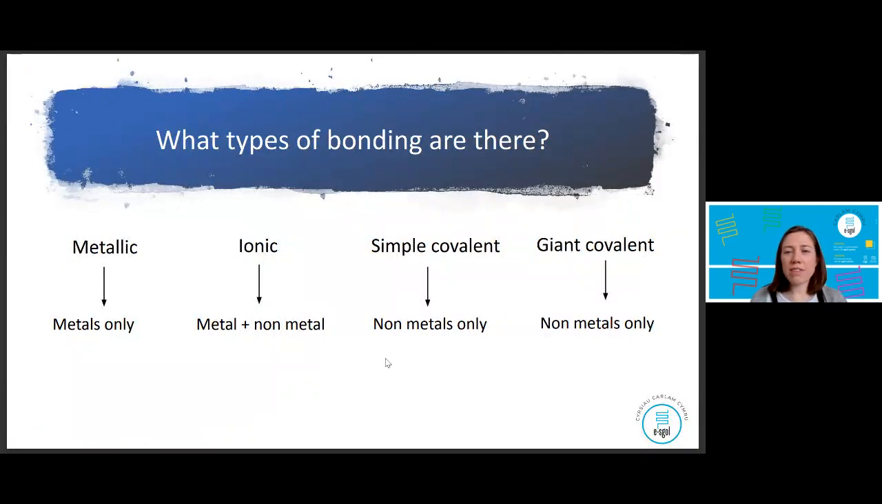So here we go, just to give you more clarity on the types of bonding. We have metallic, which is the bonding present in metals only. Ionic, which, as I just said on the previous slide, is the bonding between a metal and a non-metal. Simple covalent, okay, which is between non-metals only. And then giant covalent, which is also non-metals, but on a bigger scale, okay? So we'll have a look at all 4 of those as we move on in today's lesson.